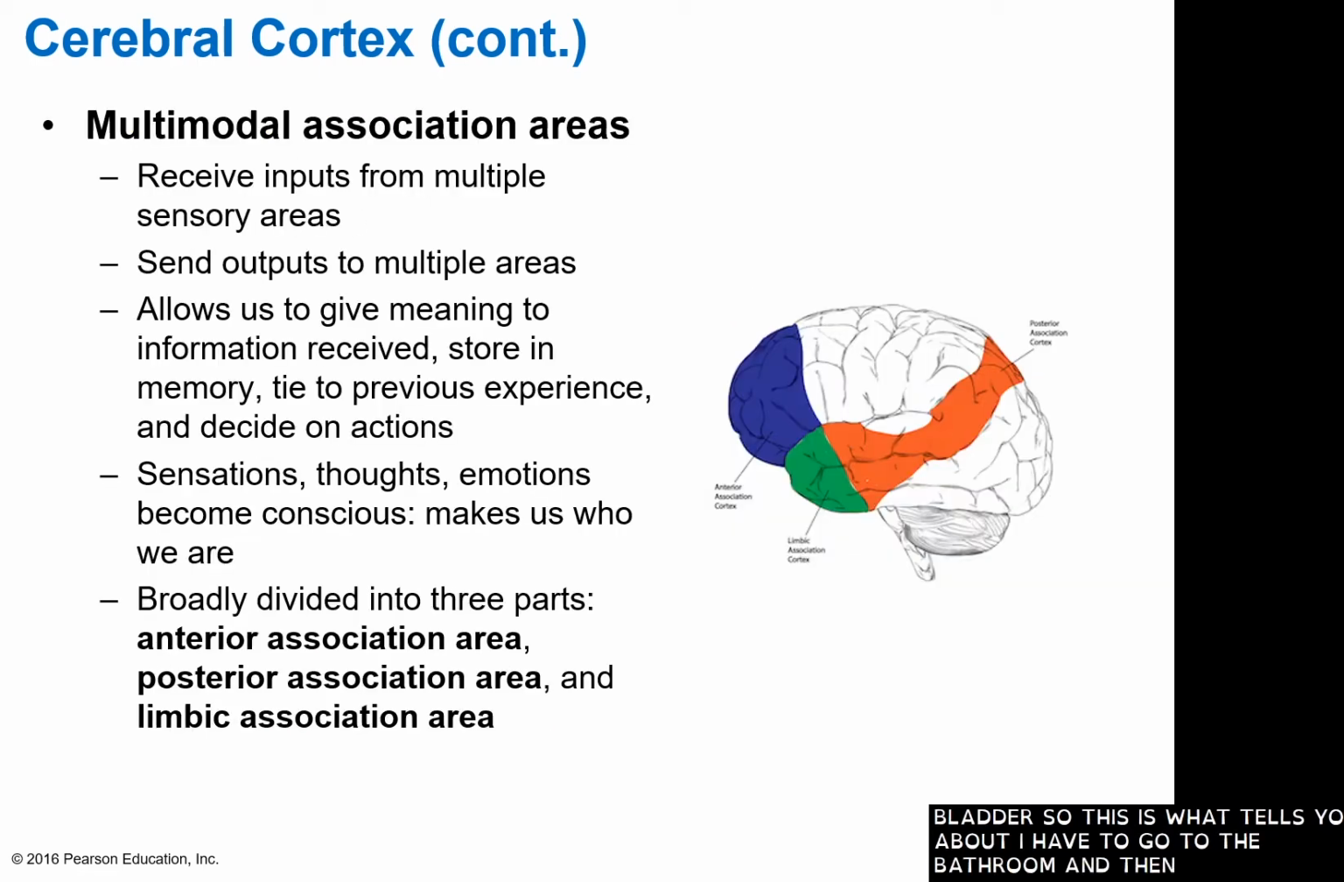And then we have what are known as multimodal association areas. We've talked about these so far. It's just a fancy word where all these areas are being associated together. So multiple outputs, multiple inputs, and they just get some different terminology. There's an anterior association area, which is on the anterior side. There's a limbic association area, which is on the anterior side of the temporal lobe. And then there's a posterior association area, which is more on the posterior side.